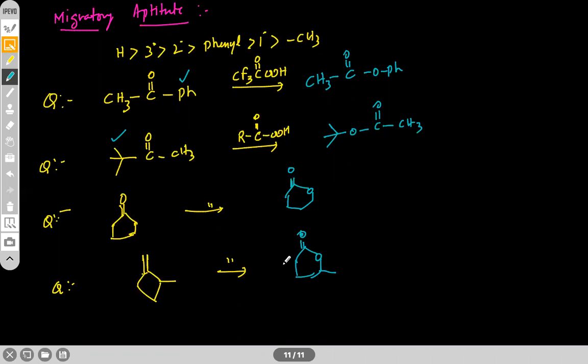Sir, I didn't get the last one. Why? Last one, with me, this carbon atom is what? This is 2 degree, right? And this is 1 degree. So 2 degree is a better migrator than 1 degree. Hence, between this carbon and this carbon, you have to introduce one oxygen. So the 4-membered ring converts into a 5-membered ring. Yes, sir, got it. Correct.